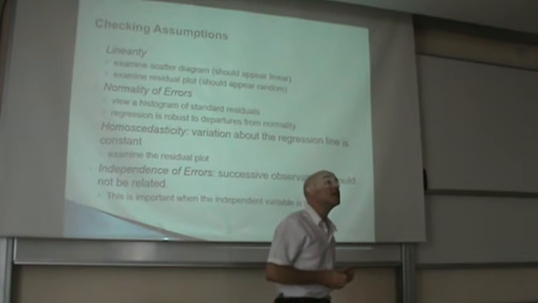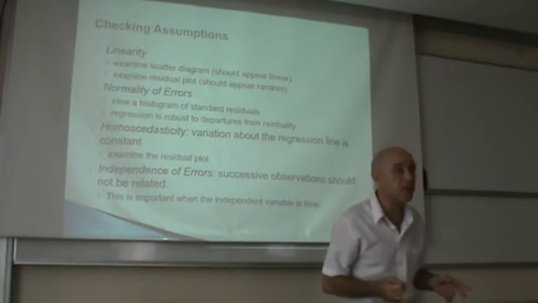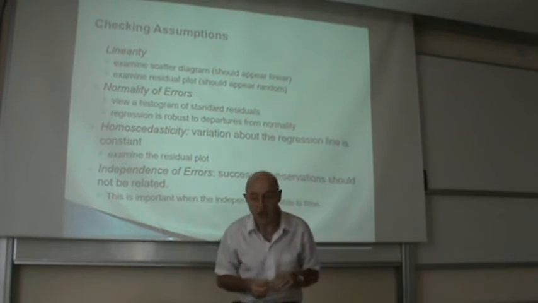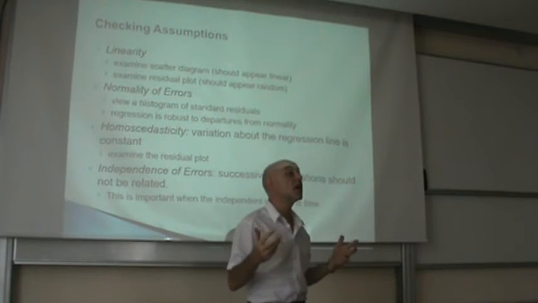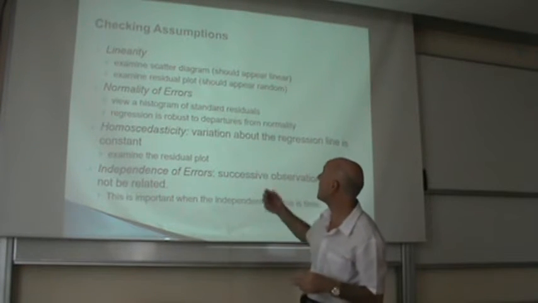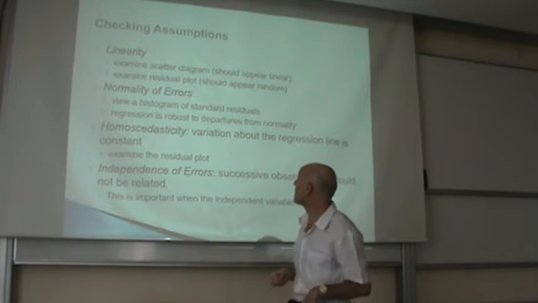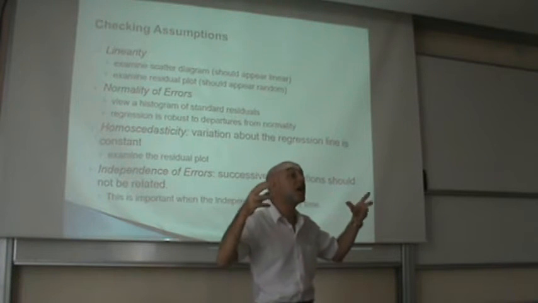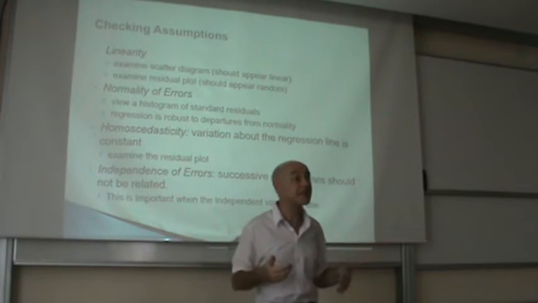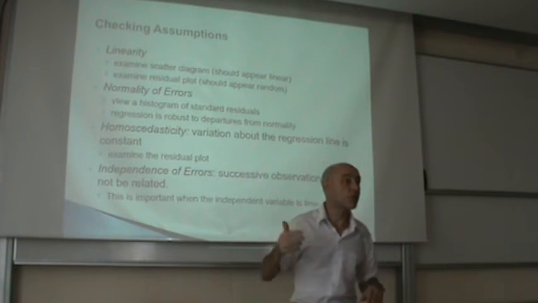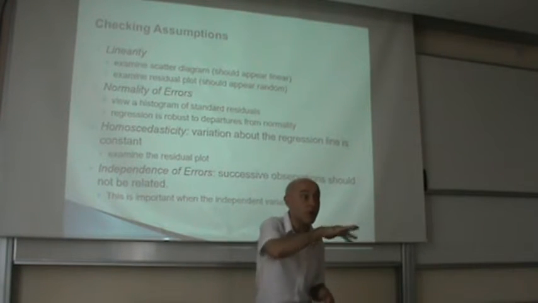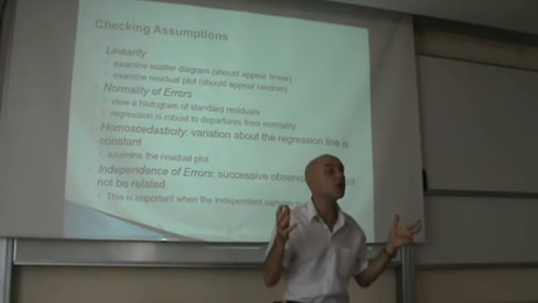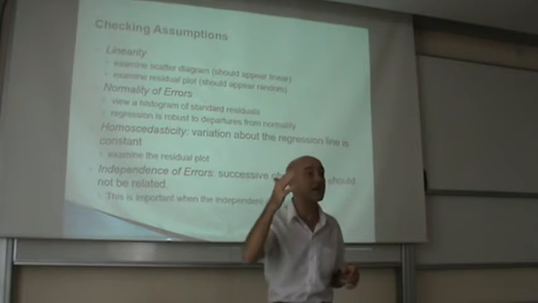Okay, checking the assumptions. When you do a regression, it must satisfy certain statistical assumptions. The model should be linear. Somehow you have to have linearity, okay? You need to take a look at the residuals, and somehow they should appear random in some sense. You should have normal errors. So when you plot the residuals, they should look and appear somewhat normal. They should have a nice bell shape.